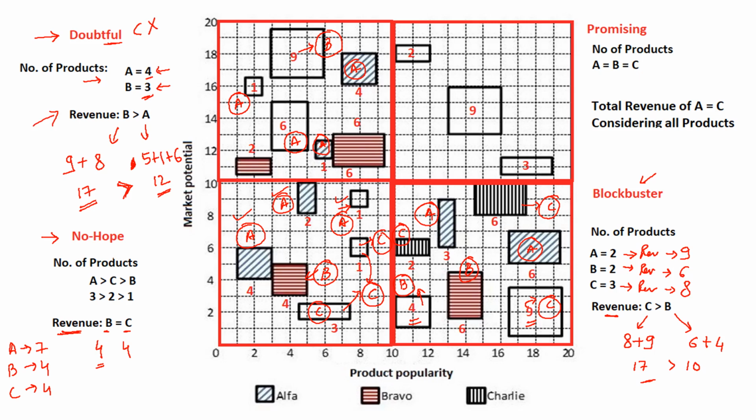Now let us proceed with the promising category. In the promising category, it is given that the number of products of A, B and C are equal, but we don't have any revenue information, but we have that the total revenue of A and C is equal considering all products. So let us now calculate the revenue of A total considering all the regions. So in Blockbuster, the area of A was 9.